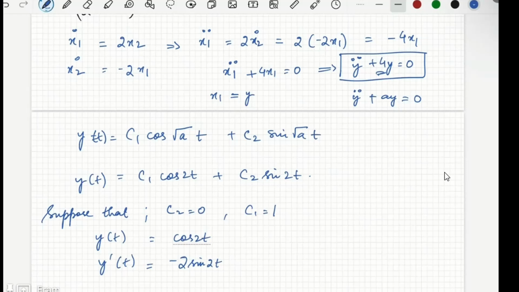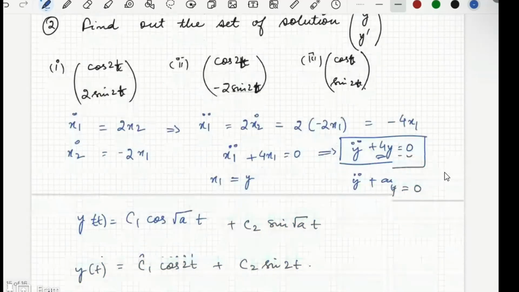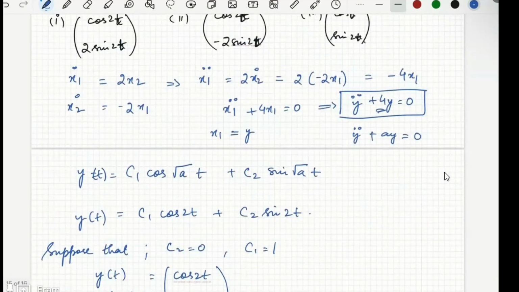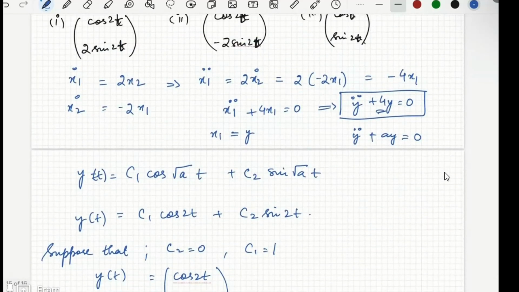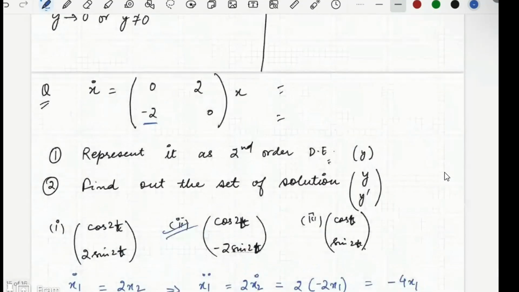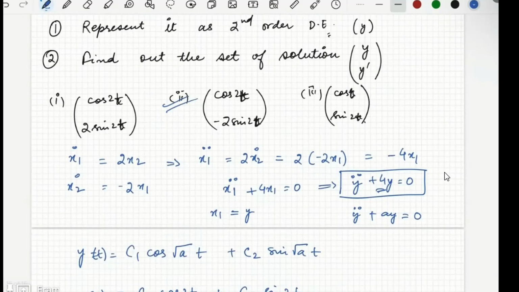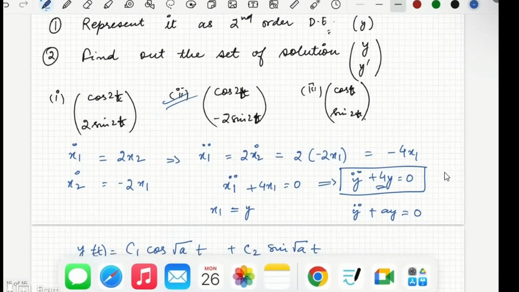Okay, so is there any option like this? The first option is not like this. The second option is cos 2t minus 2 sine 2t. Okay, so in this way we can identify possible solutions for a given differential equation.